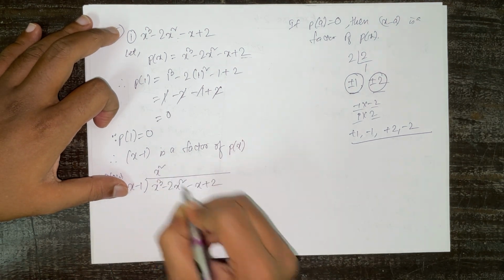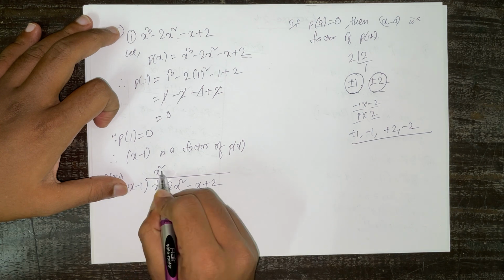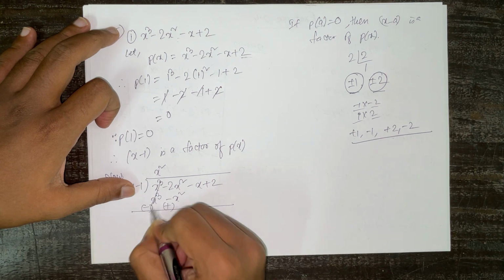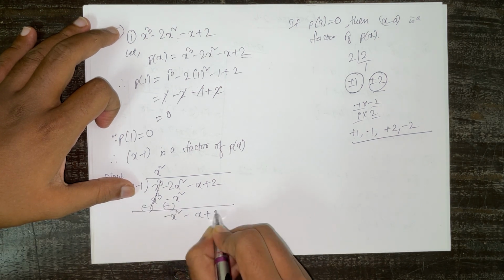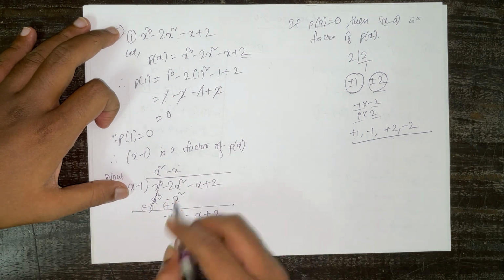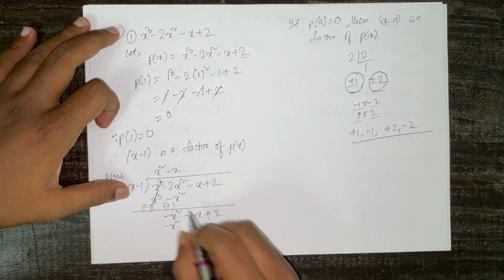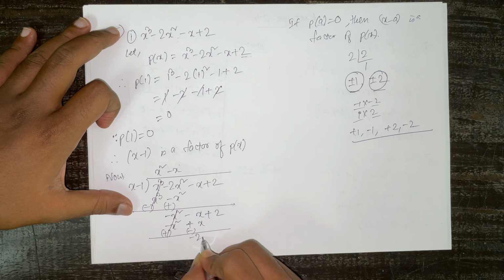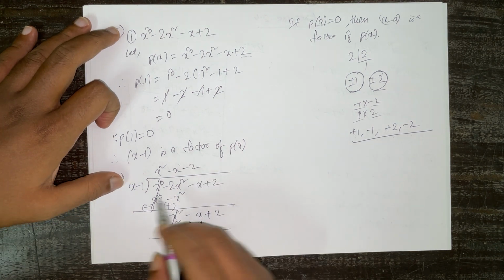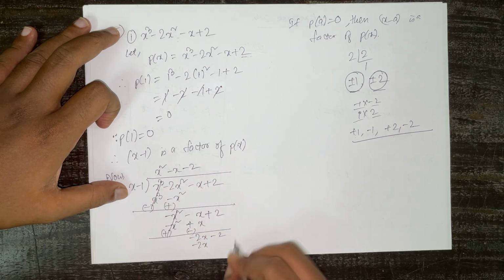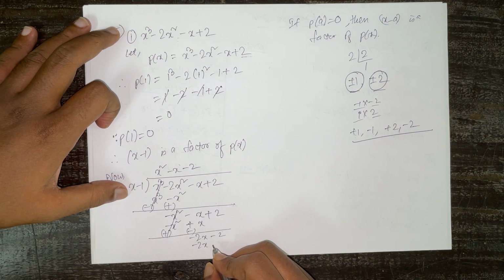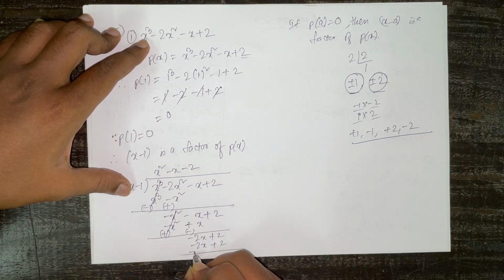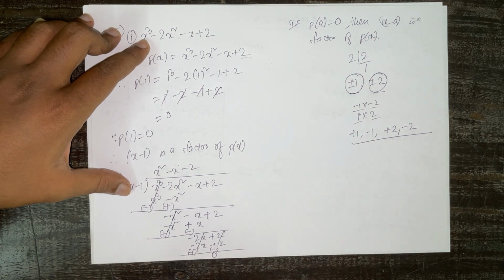For dividing, we need x square. We have done this previously. x into x square is x cube, minus 1 into x square is minus x square. This becomes minus, this becomes plus, and it cancels out. This is minus x square minus x plus 2. So we have minus x, we have to multiply. x into minus x is minus x square, minus 1 into minus x is plus x. This becomes plus, this becomes minus. So we have minus 2x plus 2. So we multiply by minus 2. x into minus 2 is minus 2x, and minus 1 into minus 2 is, sorry, plus 2. This becomes plus, this becomes minus, cancels, and we get 0.